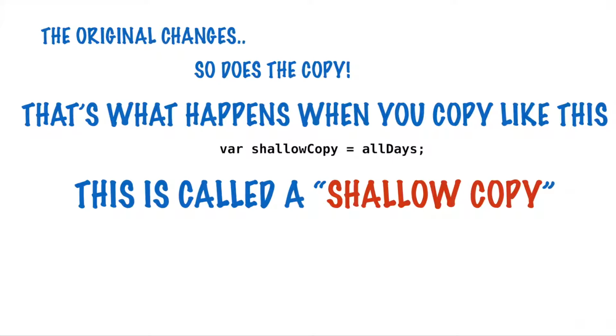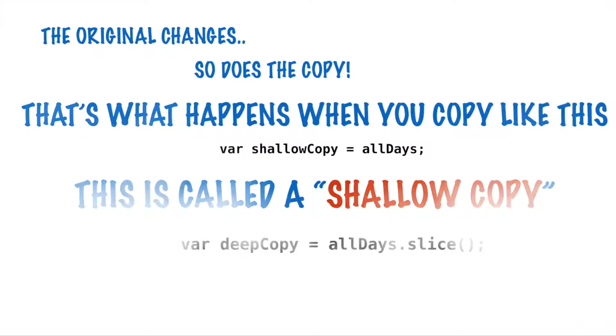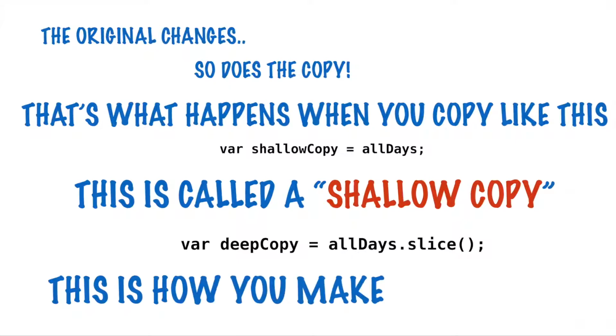Maybe this is not what you wanted to do. In that case, you'll be happy to know there is another way to copy over the array, and you can see it on screen right now. You can declare a new variable of name deep copy, and that's equal to all days dot slice. This is how you make a deep copy in JavaScript. We'll soon see what a deep copy is. It's probably what you were expecting when you wanted to copy over an array.